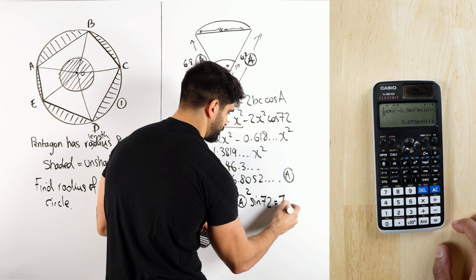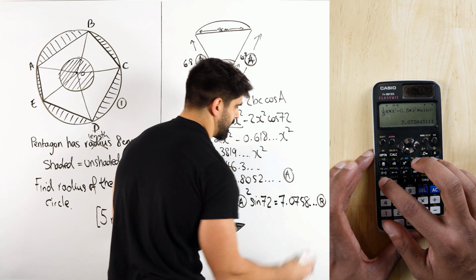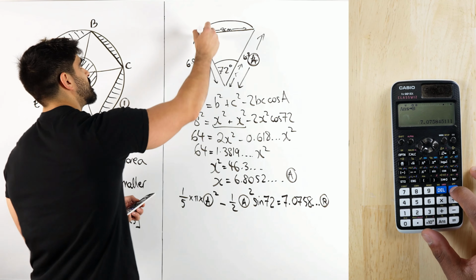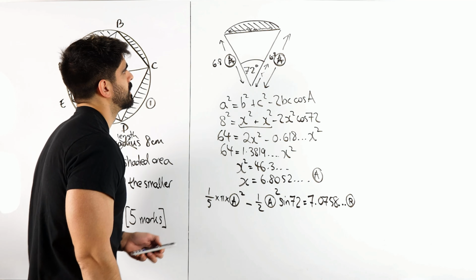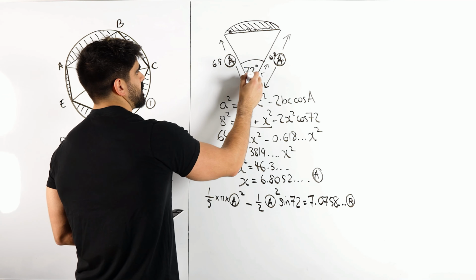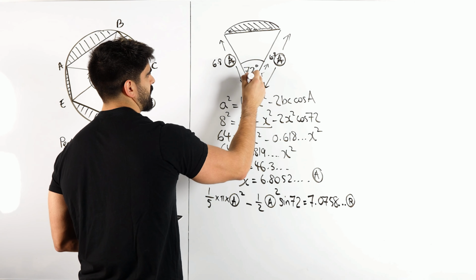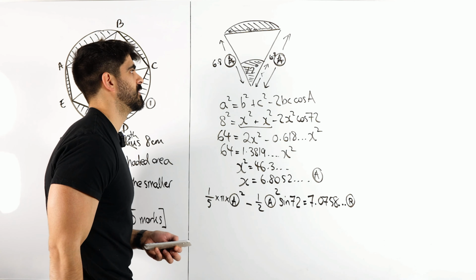7.0758. I'm going to store this value as B, so I'm going to press store B for later use. So that's this section. Then I'm going to add this section to be the shaded area. So I'm going to add this to be the shaded bit.